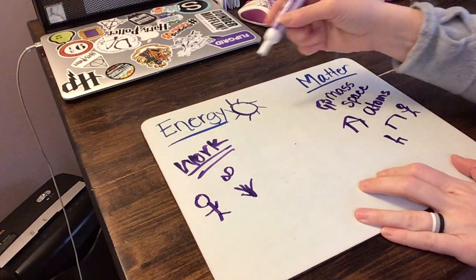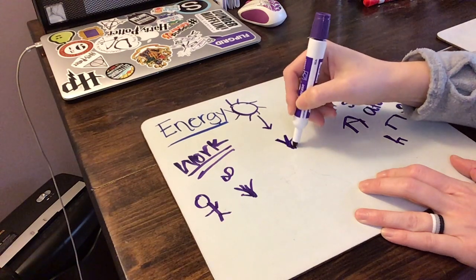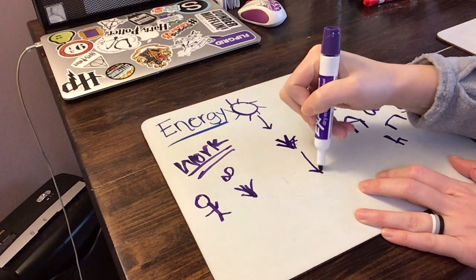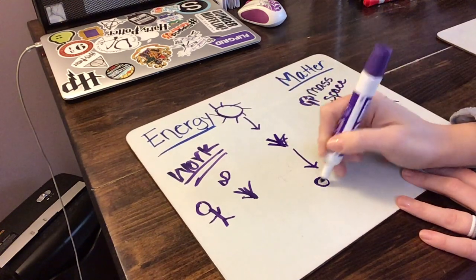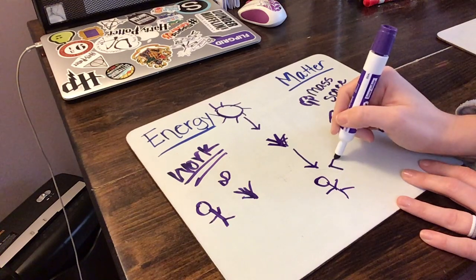From the sun, it's going to go to our plants, okay? And like I said, they're going to do photosynthesis, and then from there, they're going to pass it on to our consumers. So again, our humans, any type of animal.